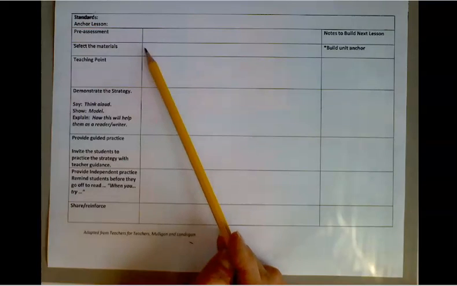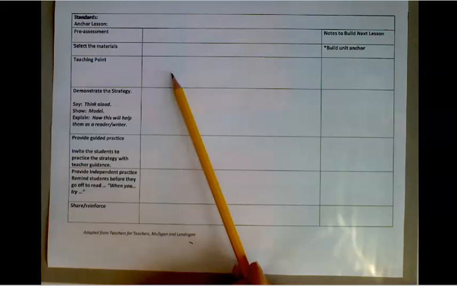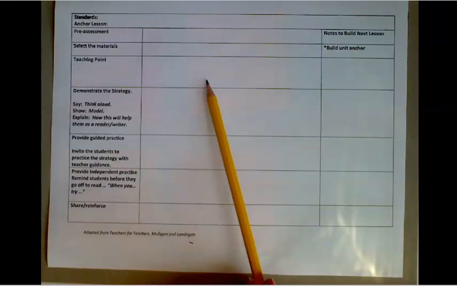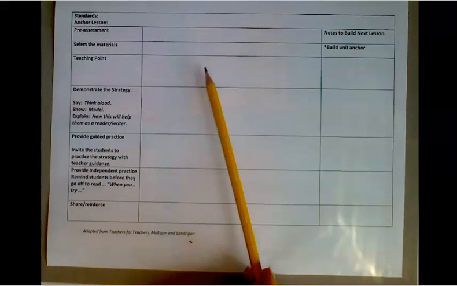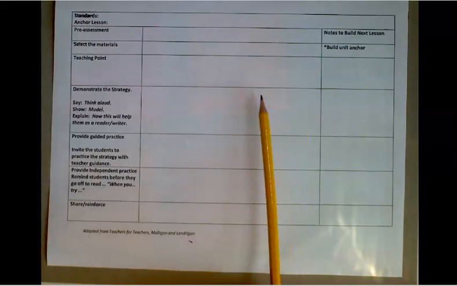Here you might list the brief text that you're going to use, and then you want to identify the language that you're going to use in your teaching points. So teaching points are something that in your instructional practices you really want to think deeply about, and you really want to be very lean with your language on your teaching point. So today I'm going to teach you, and then whatever it is that you're going to teach them.